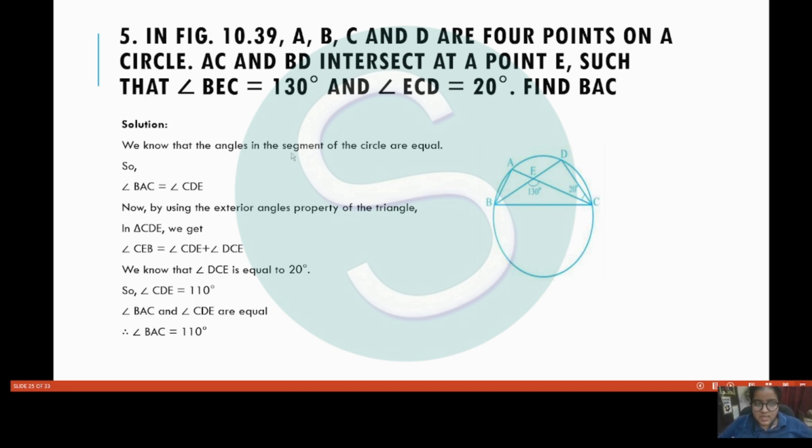So we know that angles in the same segment of a circle are equal. So angle BAC equals angle CDE. And now using the exterior angle property in triangle ECD, if angle BEC is 130 degrees, then angle CDE plus angle DCE equals 130 degrees, right? So here one angle is 20 degrees, and now we have to find this angle. If this angle is an exterior angle, then it will be equal to the sum of EDC and DCE. If this is 20 degrees, so this will be 110 degrees. And angle BAC equals angle BDC, and BDC equals 110 degrees. So this implies angle BAC equals 110 degrees.